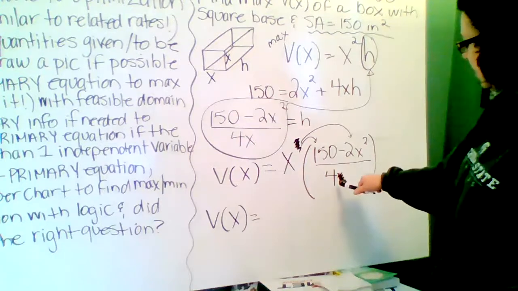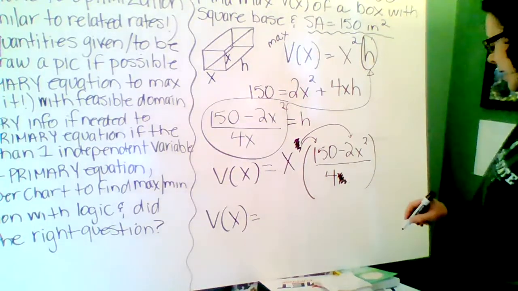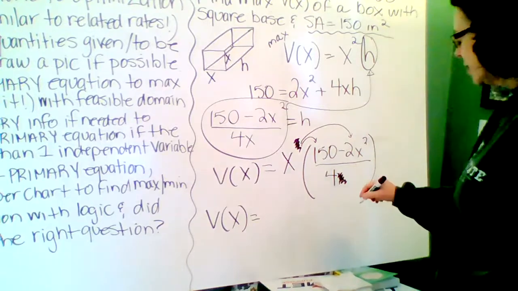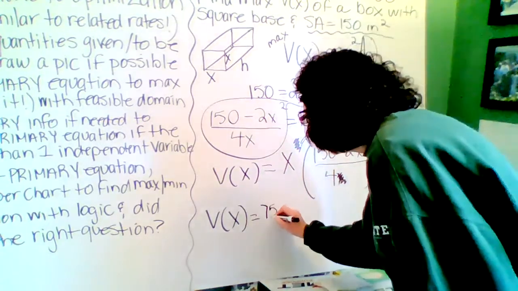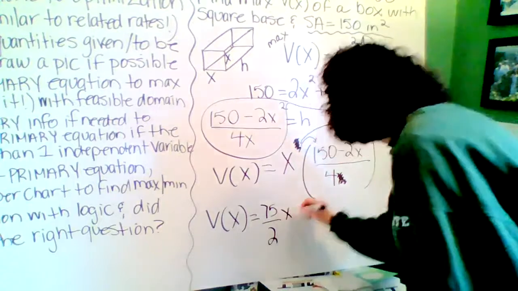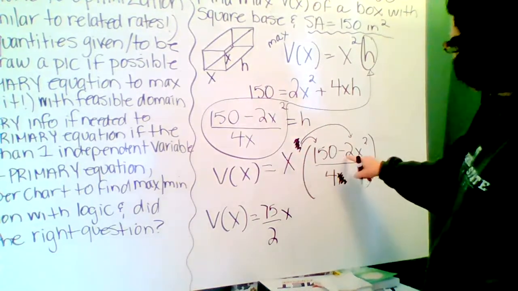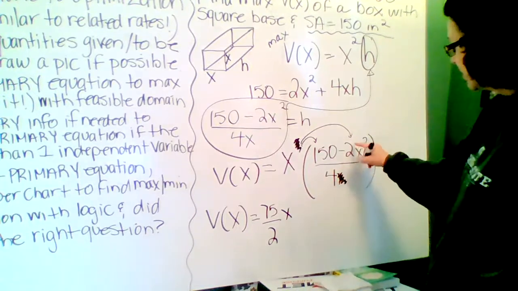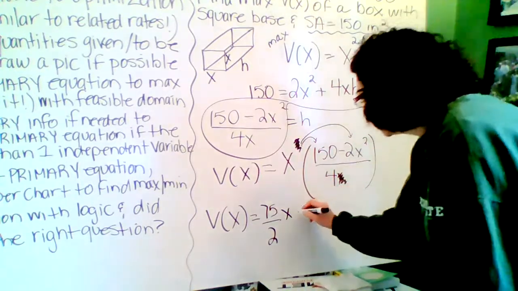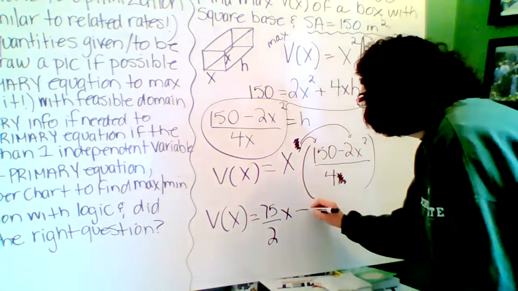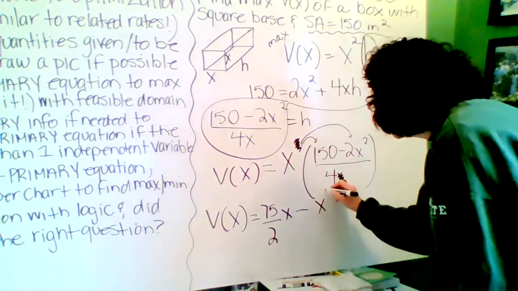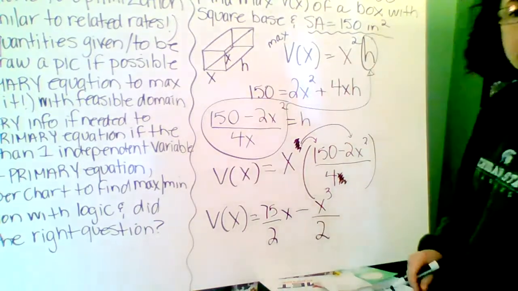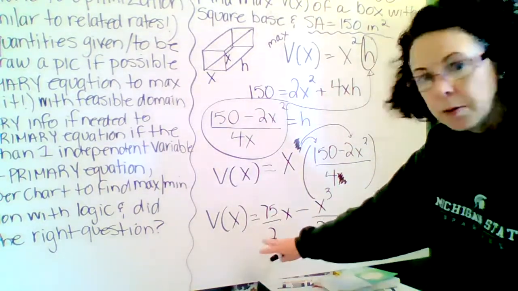So 150 divided by 4. Let's see, I can divide, let's see, that would be 150 fourths, right? If I reduce that, so 75 halves times x, right? So 75 halves times x minus, this is going to be x cubed over 2, right? Because this 2 cancels out and leaves a 2 in the denominator. So minus x cubed over 2. Okay, so here is my volume formula.